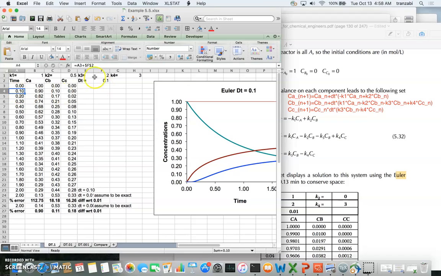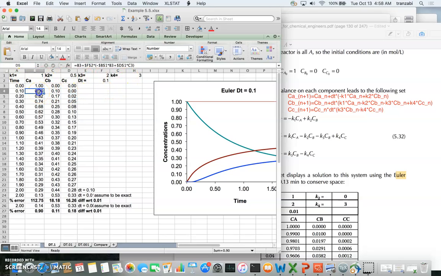So we're going to start from time 0, and you can automate this. The next time point would be the previous time point plus dt, and I have dt over here. So it's going to be this blue cell plus the green. You can easily drag down. The initial condition for all of CA, CB, CC is 1, right? And we have the rate constants over here in the top row.